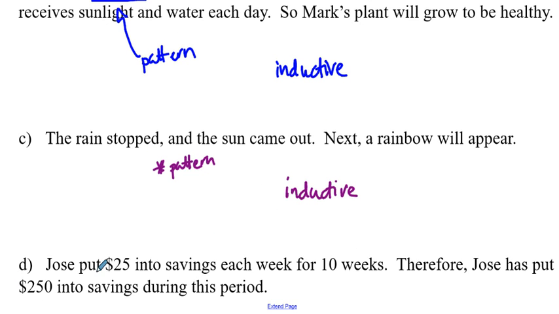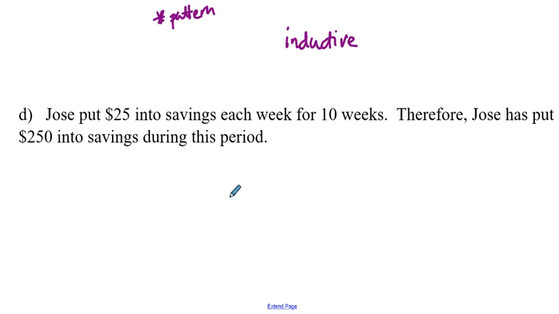So it says Jose put $25 into savings each week for 10 weeks. Therefore, Jose has put $250 into his savings during this period. So that's all facts, right? He put $25 into his savings each week for 10 weeks, and therefore he has $250. That is deductive reasoning. Okay.